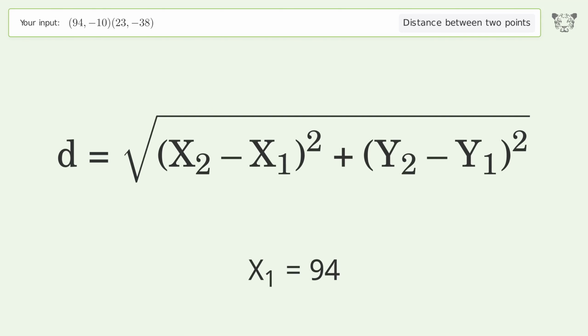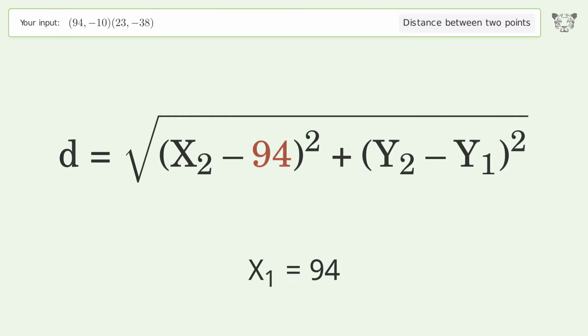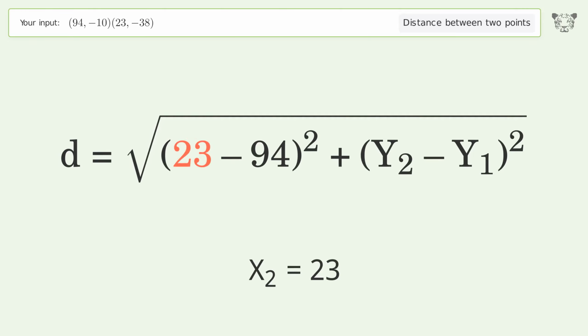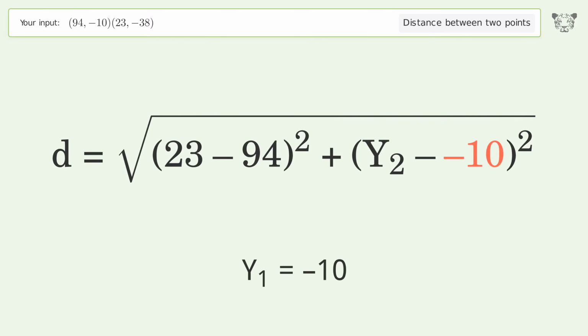x1 equals 94. x2 equals 23. y1 equals -10. y2 equals -38.